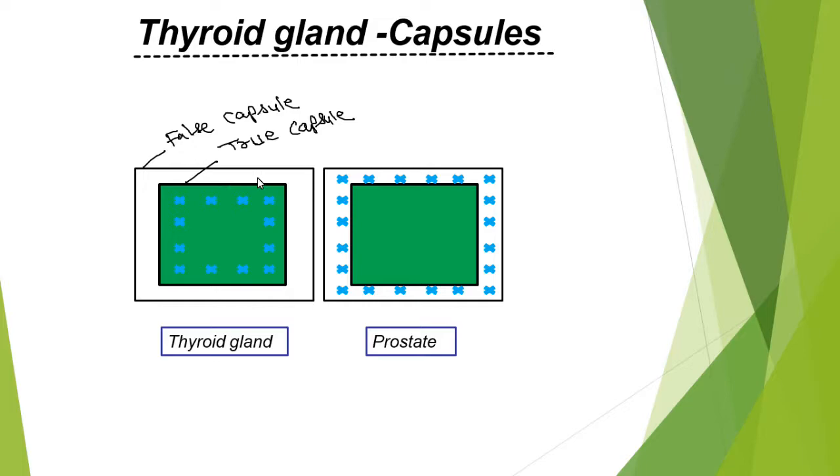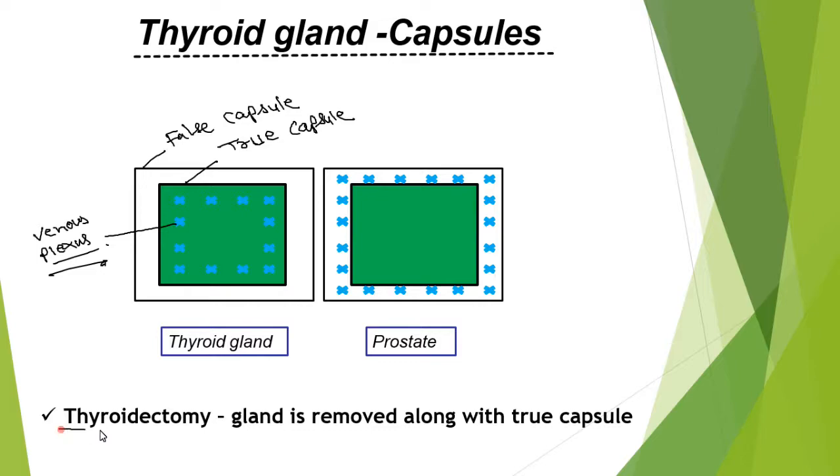Deep to the true capsule, we will find the venous plexus. Why is this important? Because during the removal of the thyroid gland, which is known as thyroidectomy, the gland is removed along with the true capsule to prevent hemorrhage.